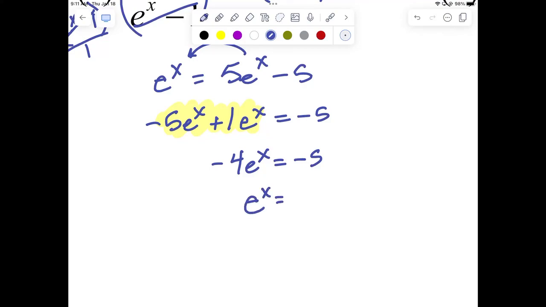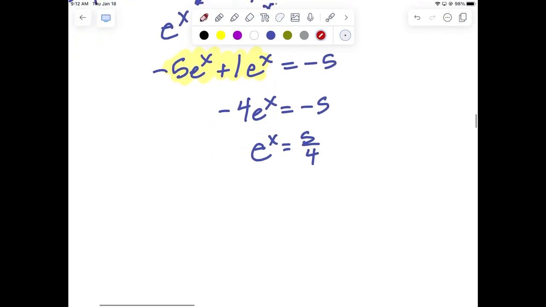Remember, we're peeling back the layers to get at the x. Negative 4 is in the way. Negative 5 divided by negative 4 is 5/4. Now I've turned it into an equation like we've been solving up above. Can I get the bases the same here? Can I write 5/4 as a power of e very easily? No. So who comes to the rescue? Natural log.